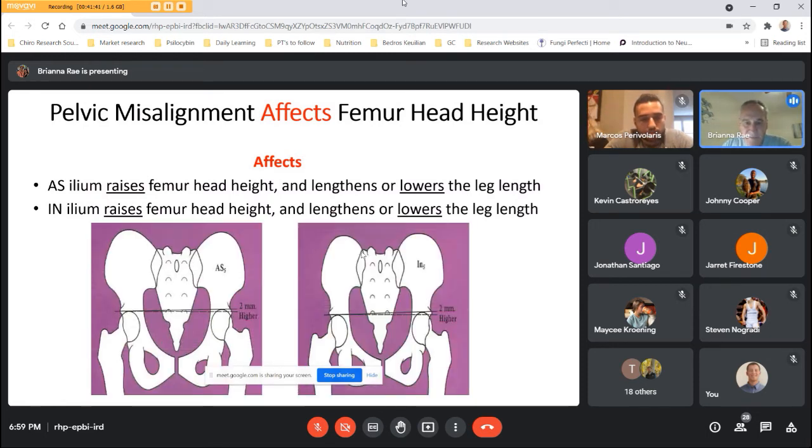So here are some examples. We're saying there's an AS misalignment on this right ilium. What would that do to the femur head? What does AS do? It raises the femur head. It raises the femur head, right? Okay. And 40% of 5 is 2, so it's going to raise the femur head 2 millimeters. If it's an IN, it's going to do the same thing. Raise the femur head 2 millimeters.